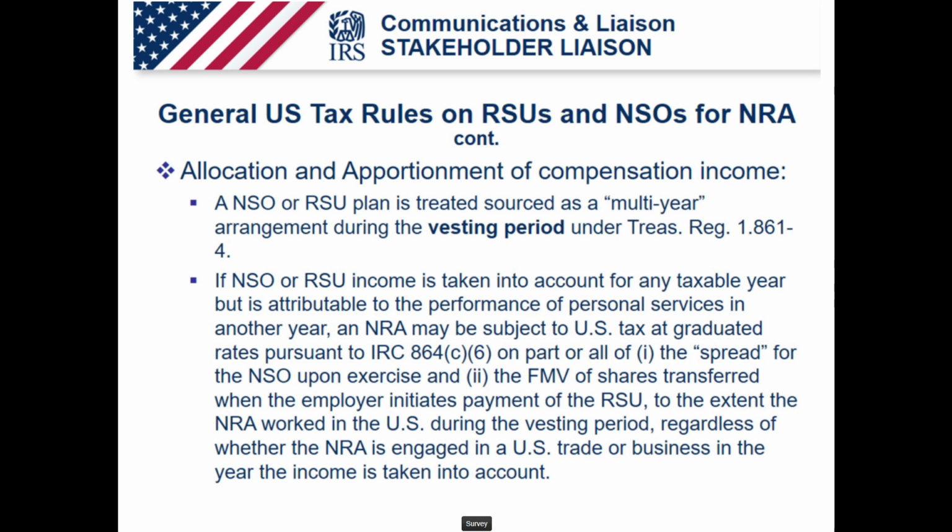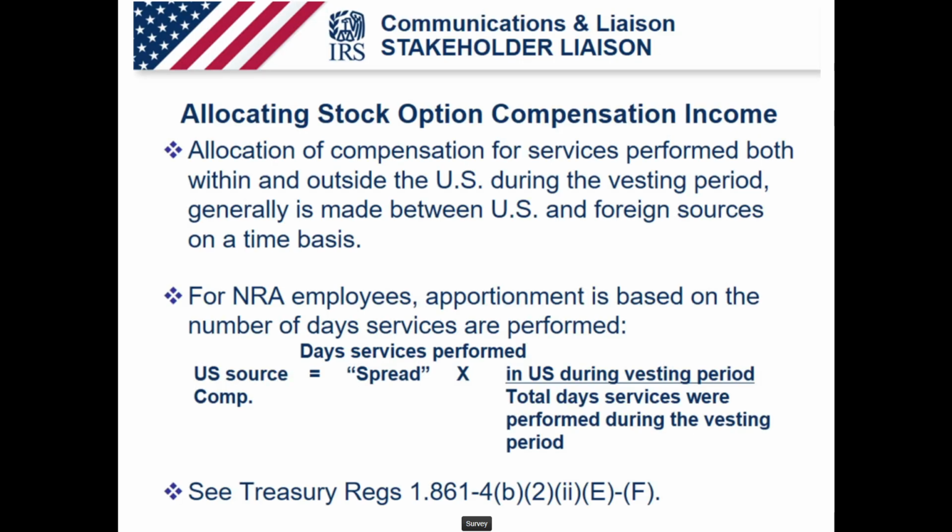As personal services are sourced to where they are performed, if personal services are performed both inside and outside of the United States during the vesting period of non-qualified stock options, an apportionment must be made. Now, this apportionment is based on a time basis, and it can be seen in Treasury Reg 1.861-4(b)(2)(i), such as the number of days if the individual is an employee.